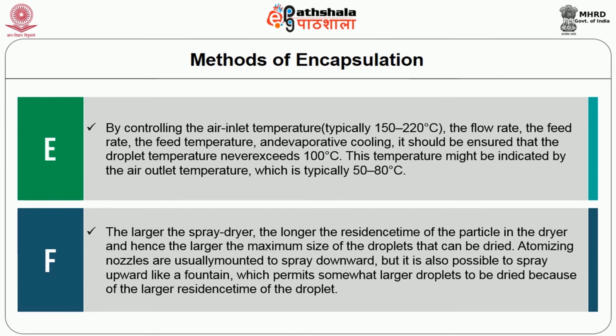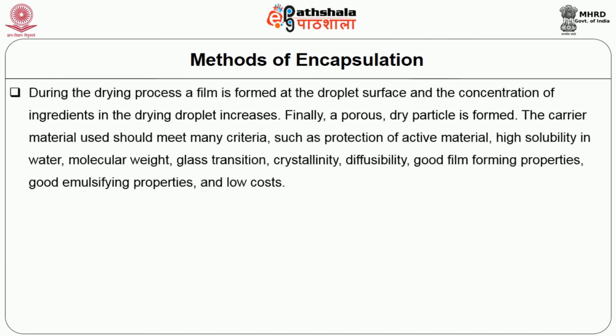Atomizing nozzles are usually mounted to spray downward, but it is also possible to spray upward like a fountain, which permits somewhat larger droplets to be dried because of the larger residence time of the droplet. During the drying process, a film is formed at the droplet surface and the concentration of ingredients in the drying droplet increases. Finally, a porous, dry particle is formed.